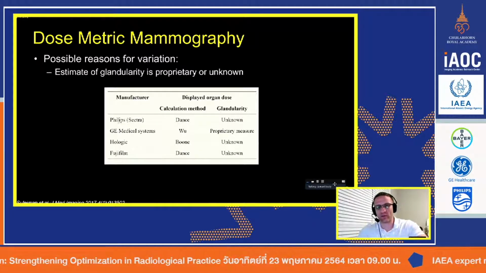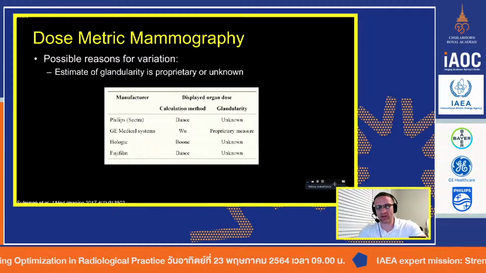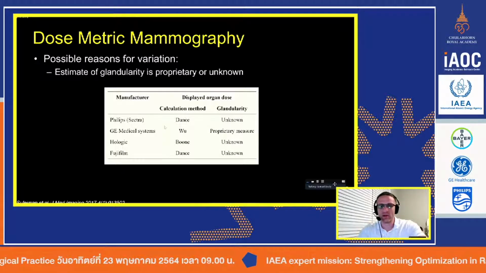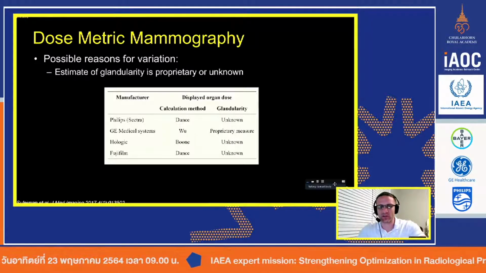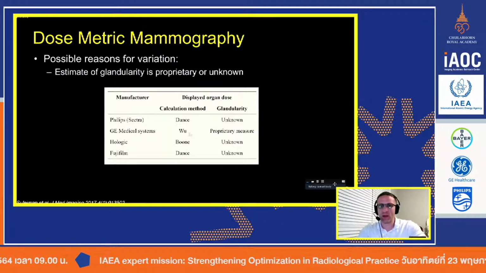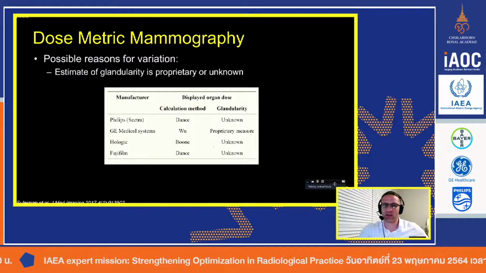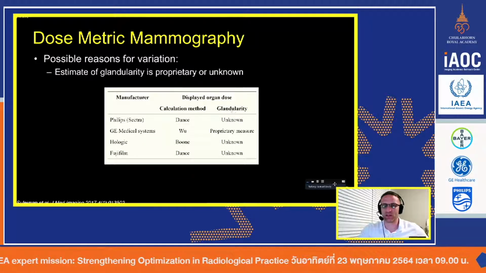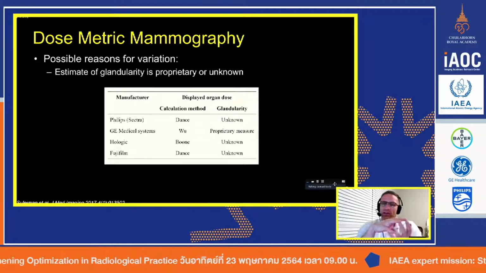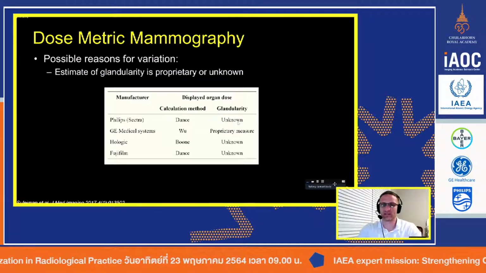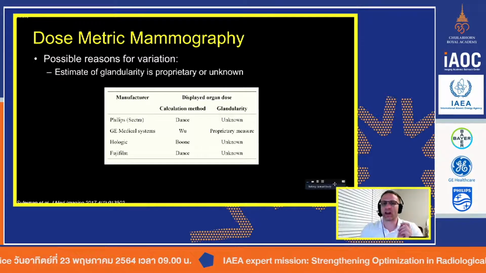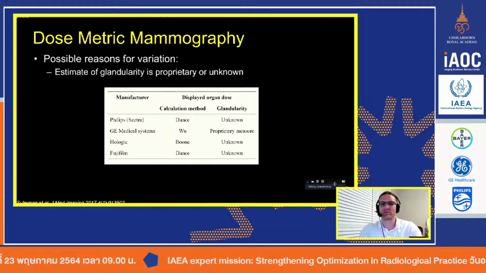Now, each vendor has adopted their own way of calculating things. So Philips or Sectra uses the Dance method. GE uses the Wu method, which is no surprise. Hologic, Boone. Fuji uses Dance. But the way that you calculate and make assumptions based on the glandularity of the breast being imaged at that moment is unknown, or is listed as proprietary. So therefore, the vendor is not telling the scientists or telling anyone how they make those assumptions.